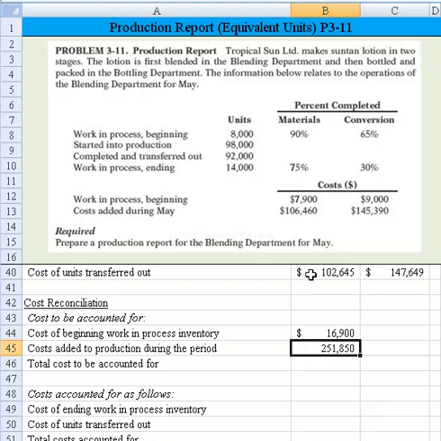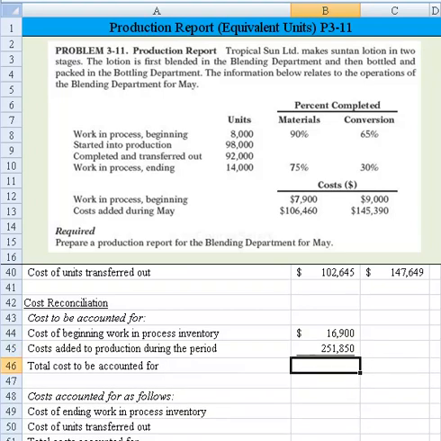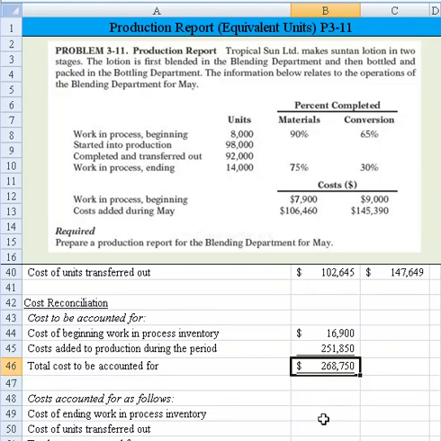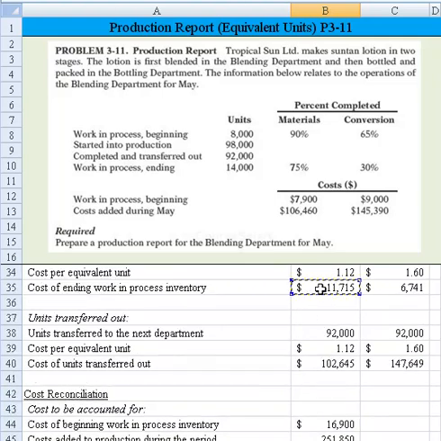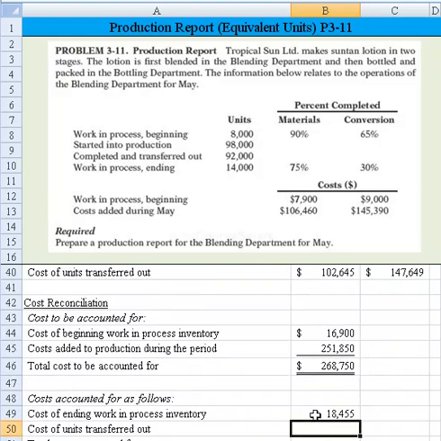And this would come from the general ledger, right? This would be tracked within the company's general ledger. So we have total cost to account for, just the sum of those two. Use the auto sum key and we come up with 268,750. I'll put a dollar sign around that, no decimal places, and underline it. And then we have to determine how did we do in coming up with our values. Well, the cost of ending work in process inventory was equal to the 11,715 for materials plus the 6,741 for conversion. So if I enter both of those, I get 18,455.